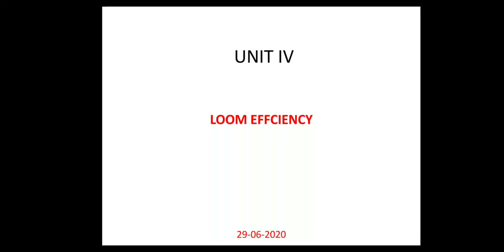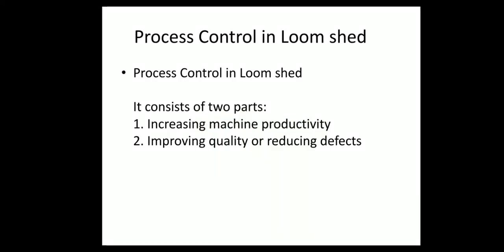Loom efficiency, Unit 4. Process control in loom shed. Process control in loom shed consists of two parts: increasing machine productivity, and improving quality or reducing defects.